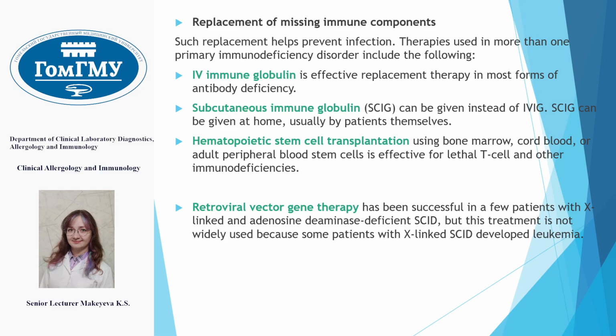Hematopoietic stem cell transplantation using bone marrow, cord blood, or adult peripheral blood stem cells is effective for severe T-cell and other immunodeficiencies. Retroviral vector gene therapy has been successful in a few patients with X-linked and adenosine deaminase deficient severe combined immunodeficiency. But this treatment is not widely used because some patients with severe combined immunodeficiency developed leukemia.